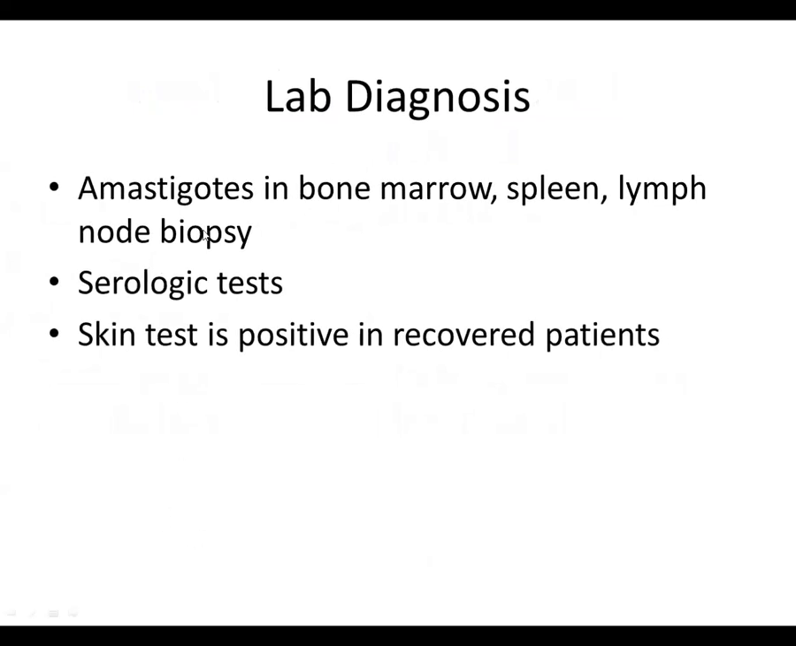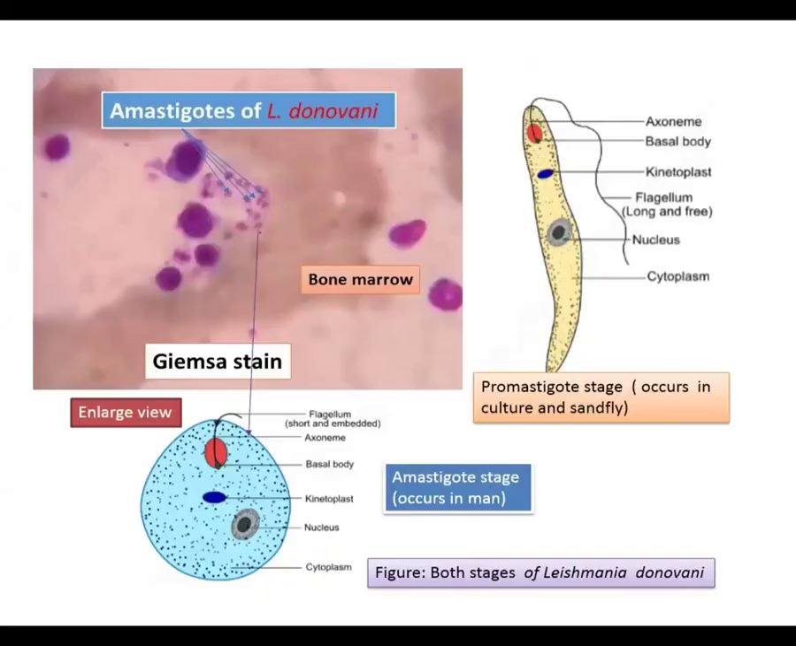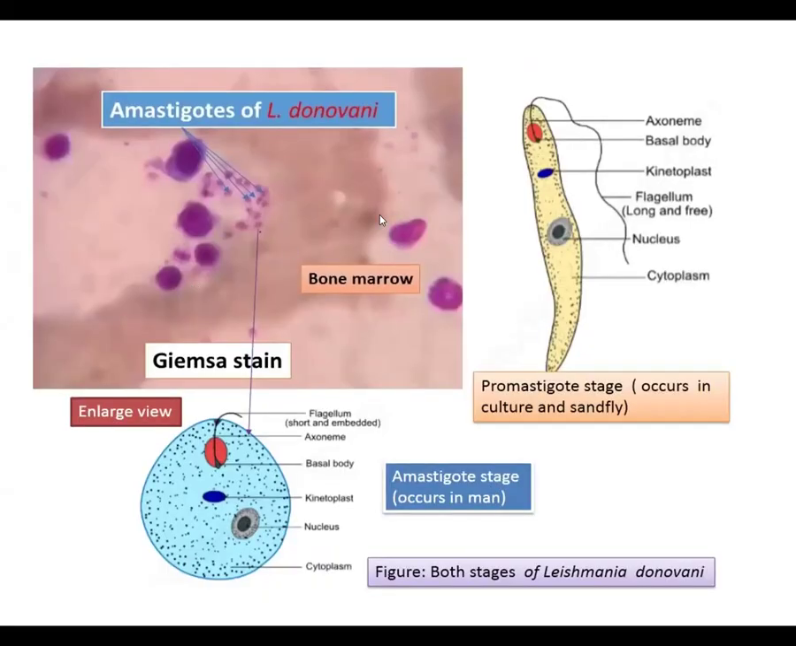Lab diagnosis: the amastigote stage of the parasite can be seen in bone marrow, spleen, and lymph node biopsy. We can also perform certain serological tests, and the skin test is positive in recovered patients. This is the picture showing the bone marrow and the amastigote stage of Leishmania.